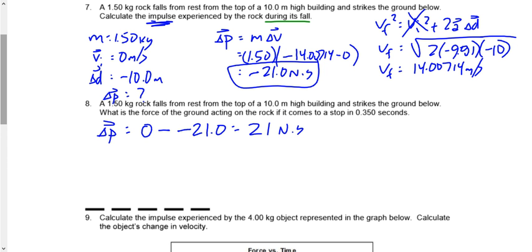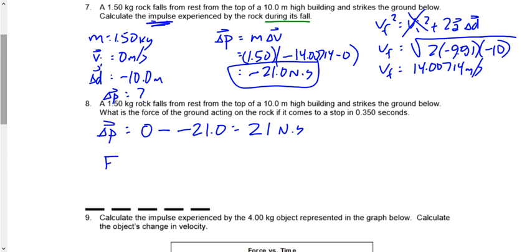I mean, think about that logically, right? What just happened? We lost momentum as it struck the ground. We lost momentum in the downward negative direction. That means the impulse is positive. So it is a positive 21 here.